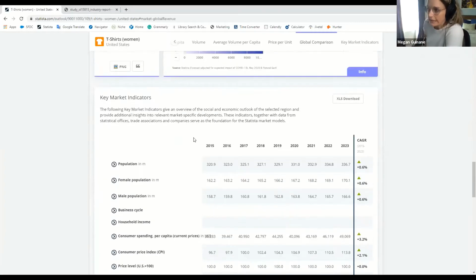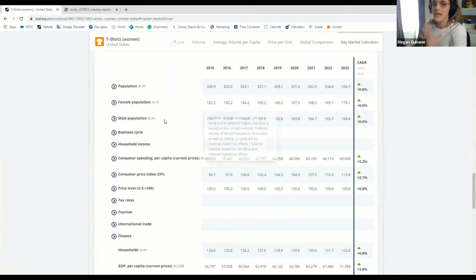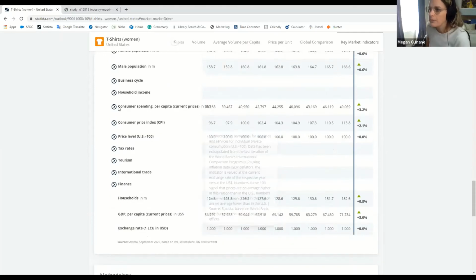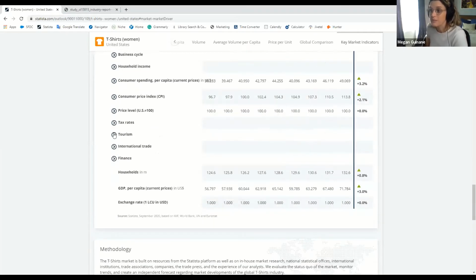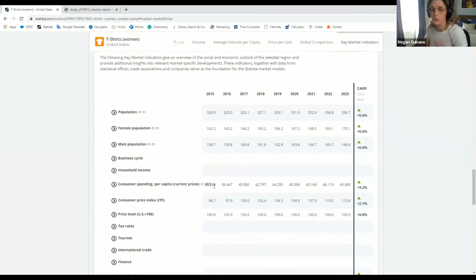We also have these great key market indicators. These can be downloaded as an Excel file, but this is all things that you would want to take into consideration in a particular market. So women's t-shirts in the United States, you'd want to know the population of the particular country, the female population versus the male population, what people are spending their money on in the United States, as well as tourism. So we're thinking of women's t-shirts. Tourism and t-shirts go hand in hand. As tourism declines, these t-shirts would decline as well. So all of these figures can be downloaded in Excel and can be taken into consideration when you're putting together all of your data.